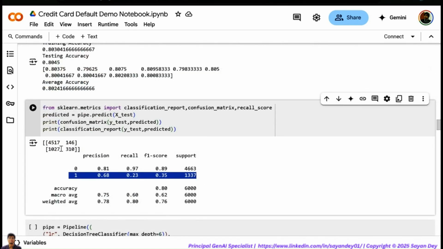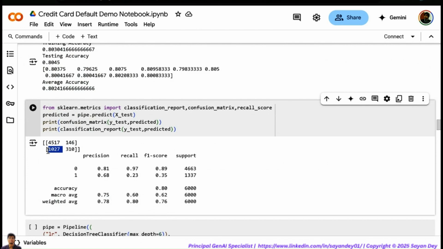And further, if you look at the false negatives, this is 1027, right? This is the credit card default data set. False negative is very costly. False negative means the model predicted you will not default, but in reality, you are a defaulter. That is how we look at false negative.